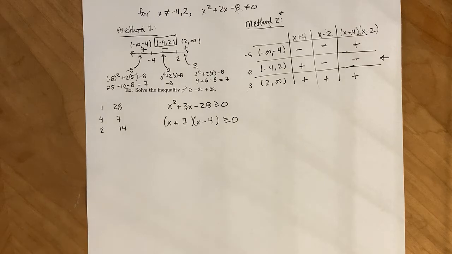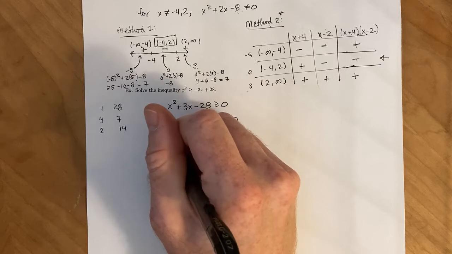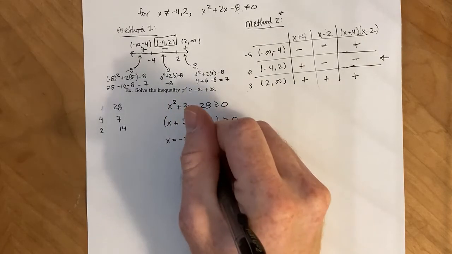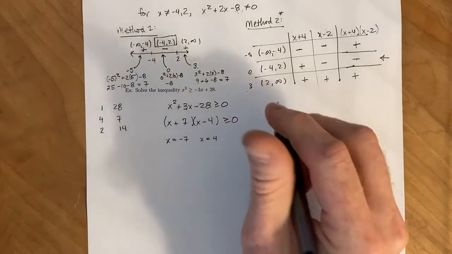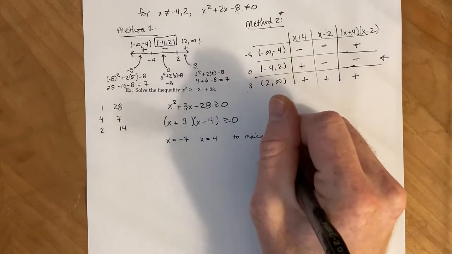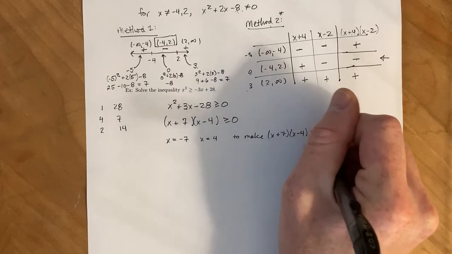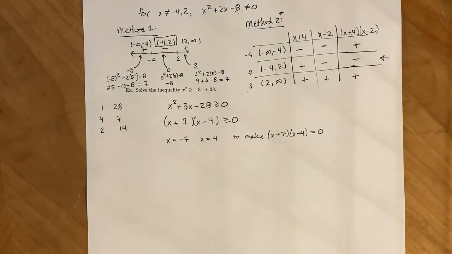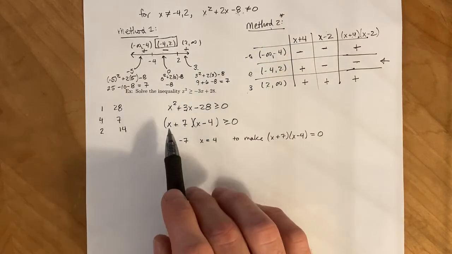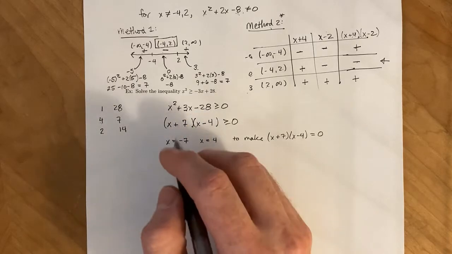So again, once we have it factored, we solve for where this equals 0. So that's x is equal to negative 7, and x is equal to positive 4, to make x plus 7 times x minus 4 equal to 0. Now, you can do method 1, or you can do method 2. Or, since we know how to graph these quadratics, we can talk about what's going on.